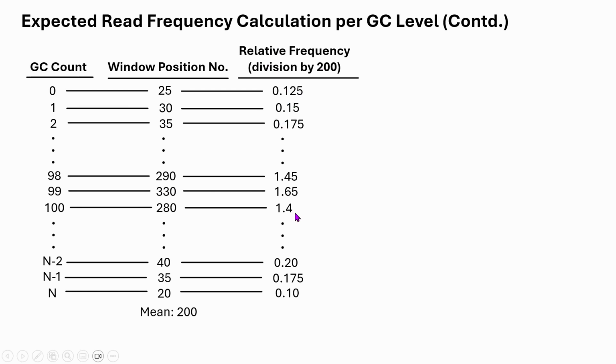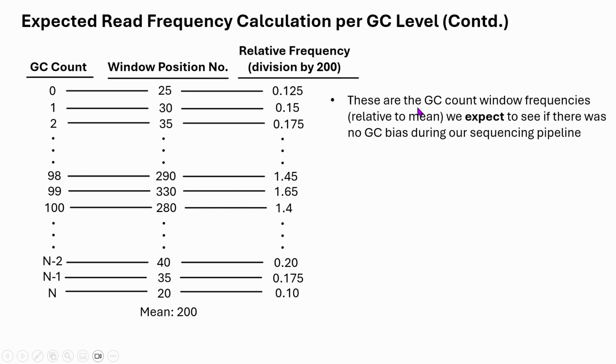So again, I've asked you before and I'm asking this again. We are doing all of these things. I think it's pretty clear what we are doing, but what are we trying to achieve? And how are we relating all these things to expected read frequency? So the thing is, these are the GC count window frequencies relative to the mean. We expect to see these if there was no GC bias during our sequencing pipeline.